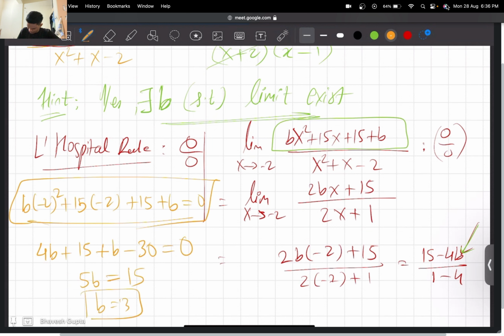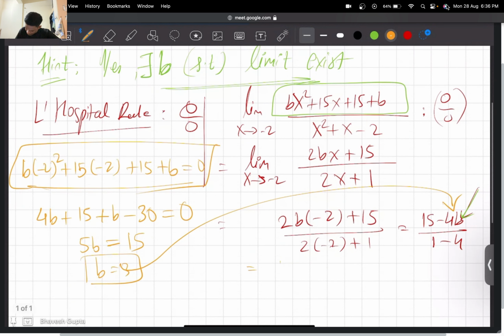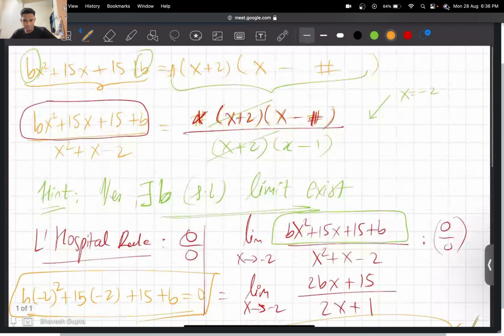Now substitute this b here and you will get your final answer, which is 15 minus 3 times 4, which is 15 minus 12 over minus 3. You can see it's just minus 1. Hopefully this answers the question, right? Can I get a thumbs up so that I can understand people got what I have done here? I have tried to be a little comprehensive here.